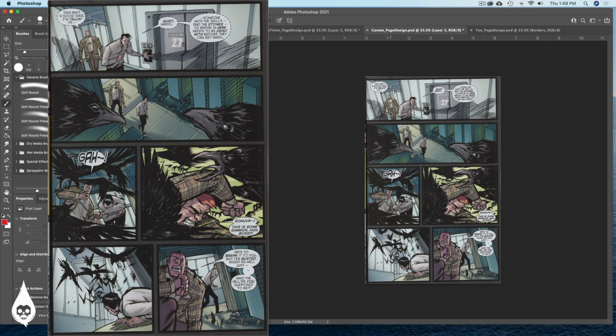The camera angles are really dynamic, really interesting. He's moving the camera around a lot. Here we've got a nice Dutch tilt. Our horizon line is about here. Here we're looking down at the subjects. And the cropping, the danger of the birds hovering over these small figures.